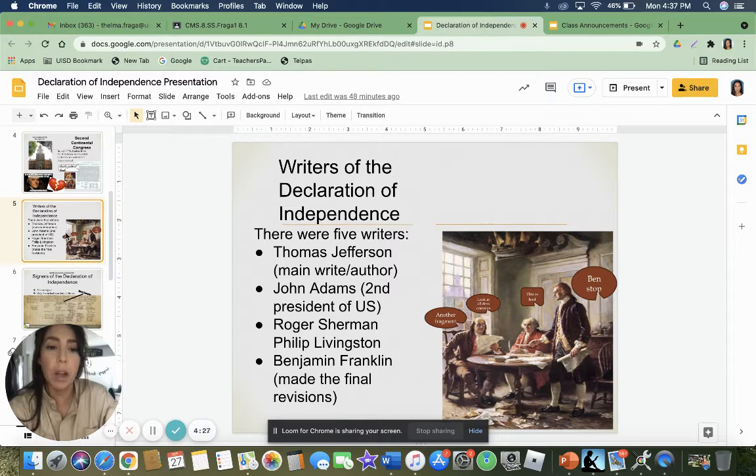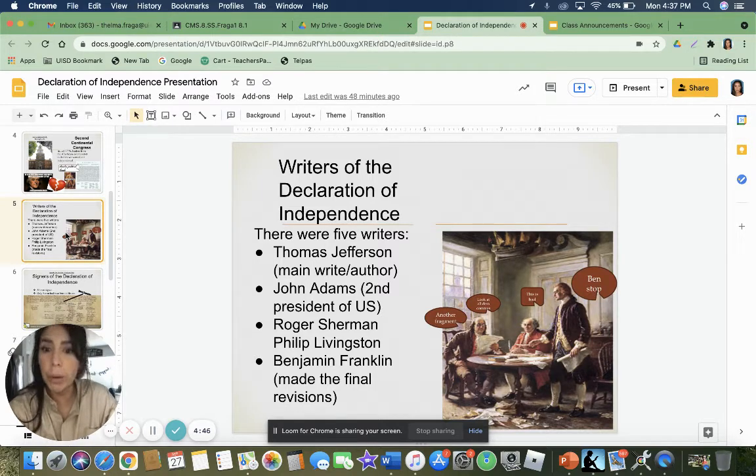He was the main guy. Thomas Jefferson will go on to be the third president of the United States. John Adams will help him out as well. He will become the second president of the United States. Some other characters would be Roger Sherman and Philip Livingston. And Benjamin Franklin makes another appearance.